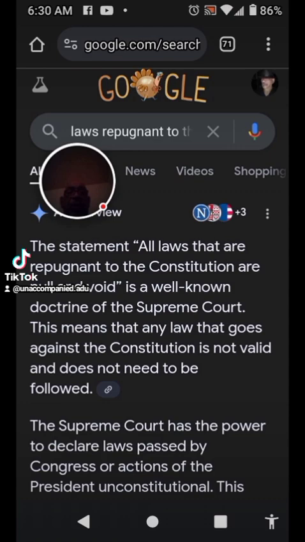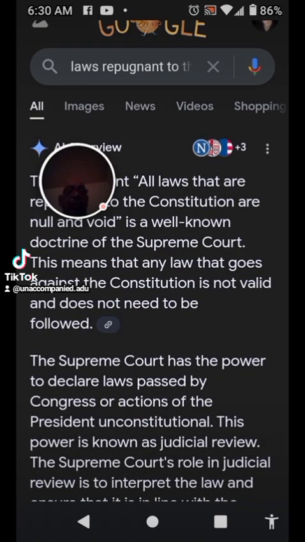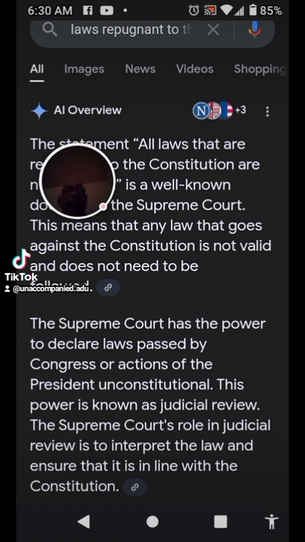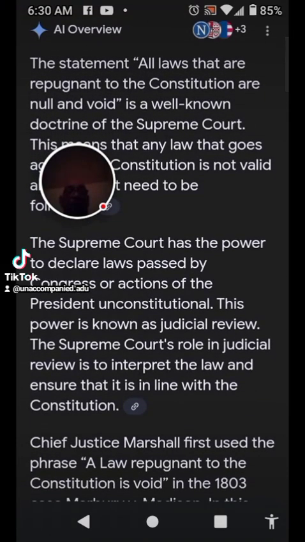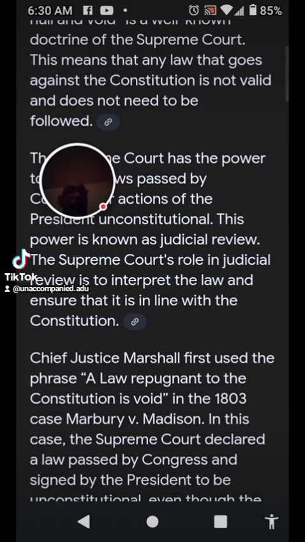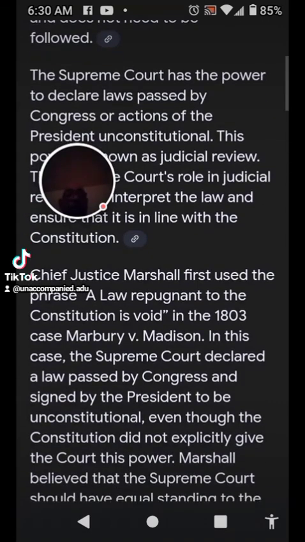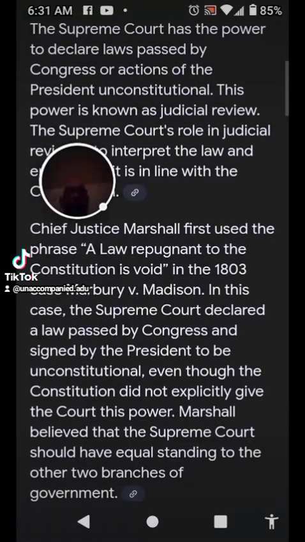The statement, "all laws that are repugnant to the Constitution are null and void," is a well-known doctrine of the Supreme Court. That means that any law that goes against the Constitution is not valid and does not need to be followed. The Supreme Court has the power to declare laws passed by Congress or actions of the President unconstitutional. The power is known as judicial review. The Supreme Court's role in judicial review is to interpret the law and ensure that it is in line with the Constitution.